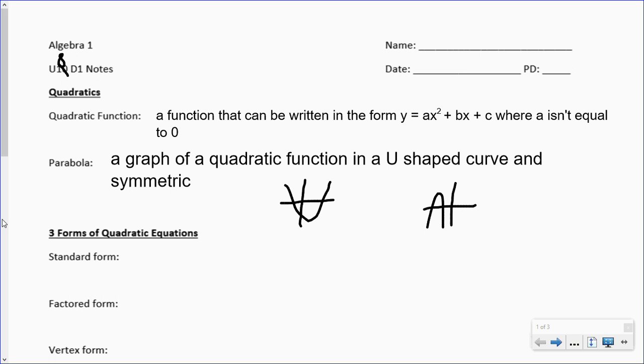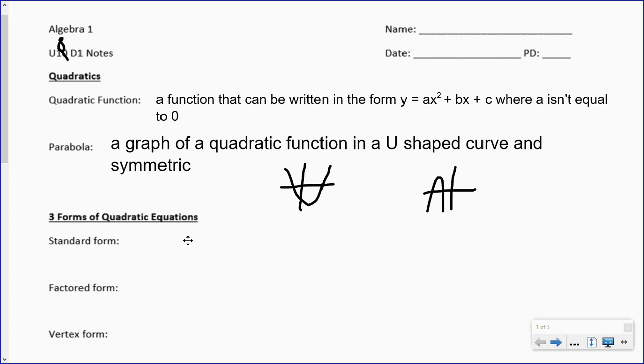Okay? Now there are 3 forms of writing quadratic equations, which is the equation you get for a function. The first one is standard form, which is the one you guys are most currently using. Like when you put the polynomial in standard form: y equals ax squared plus bx plus c.